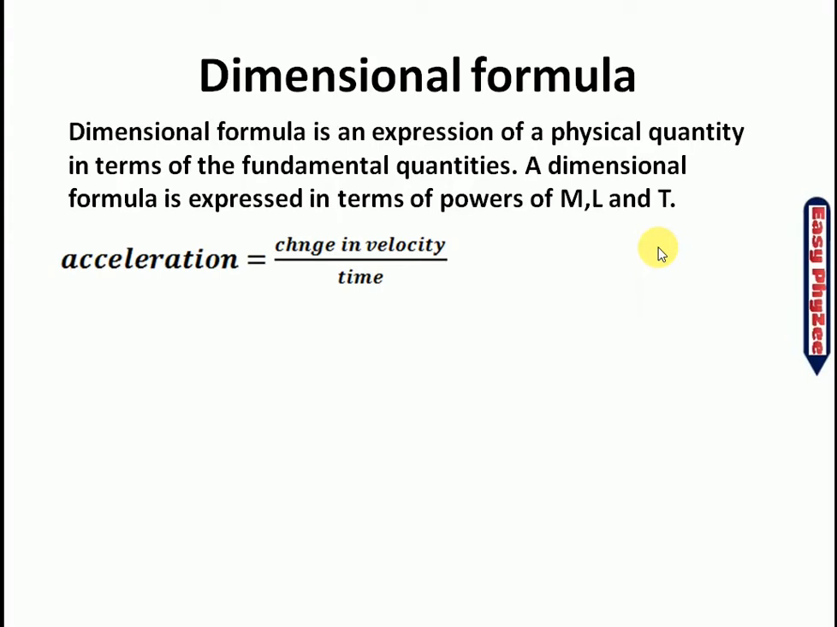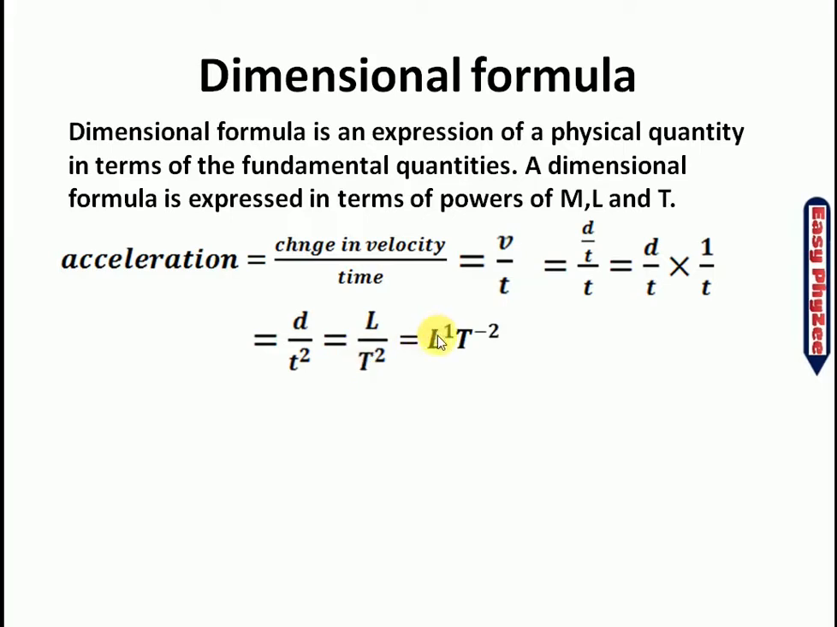So see, for acceleration I can write this is velocity by time, and velocity is again distance by time. So if you simplify this, you will get distance by time into 1 by time. So it is length by time square, and I can write L to the power 1 T to the power minus 2.